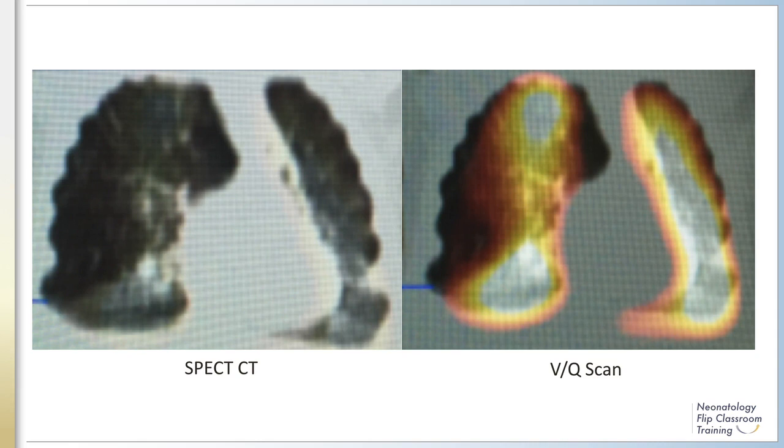Decision for right middle lobe resection was made after perfusion scan overlaid with SPECT CT demonstrated markedly decreased perfusion to the right middle lobe. As research in this area progresses, more data may be obtained to guide clinical management and help to predict long-term pulmonary outcomes.